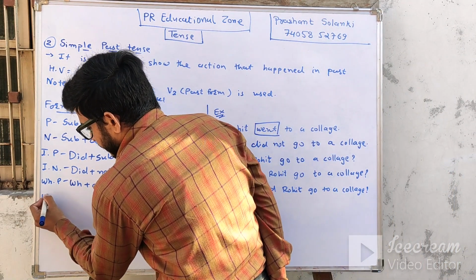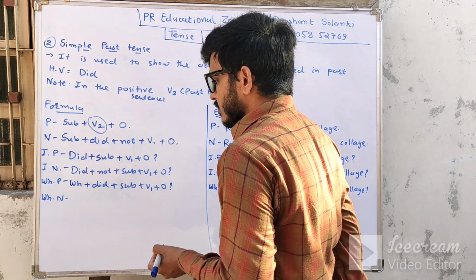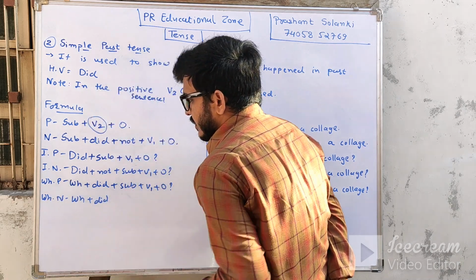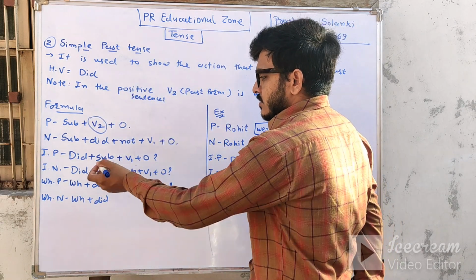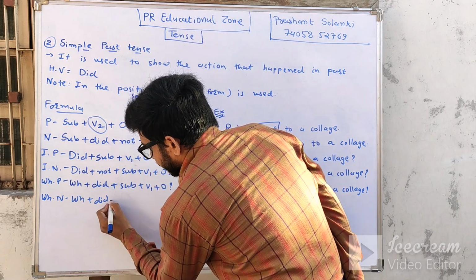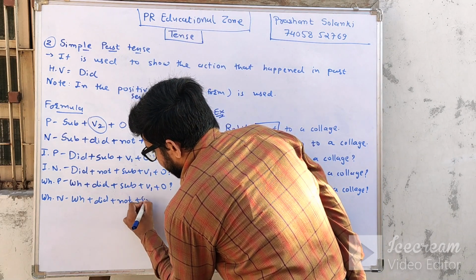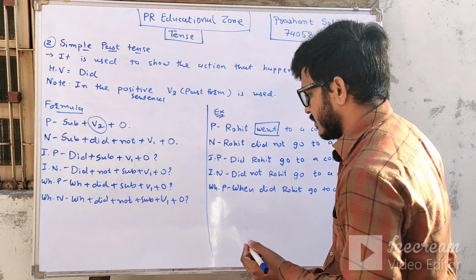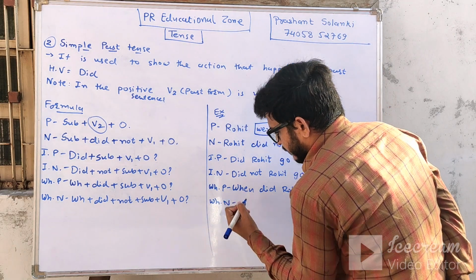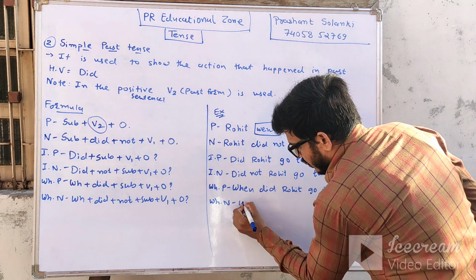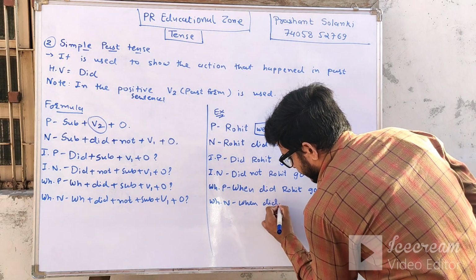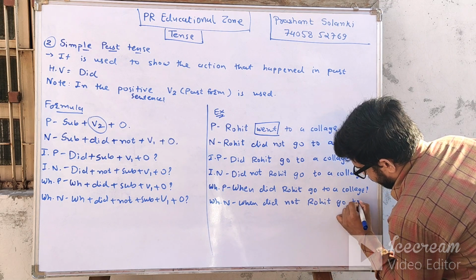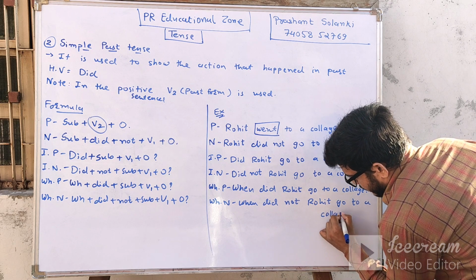And the last one, WH negative: WH plus, here in the negative we will use the interrogative negative as it is, did not plus subject plus verb 1 plus object. WH negative: When did not Rohit go to a college?